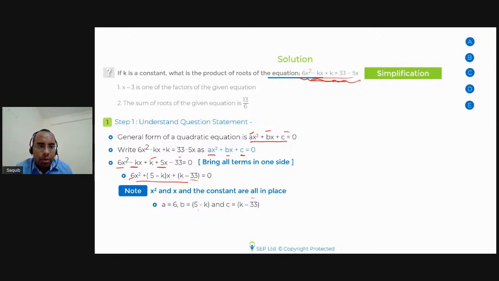Now, why is this important? This is important because you're looking for the product of roots in this question, right? So if you're looking for the product of roots, you should know that the product of roots is given by C by A, right? And now you can see very clearly C by A is nothing but K minus 33 by 6.